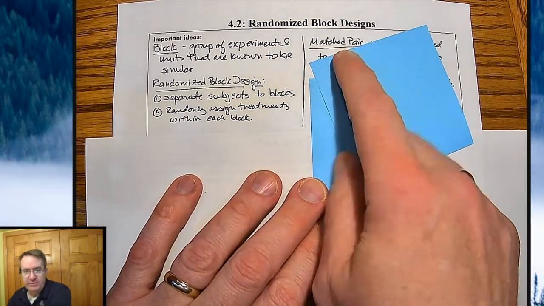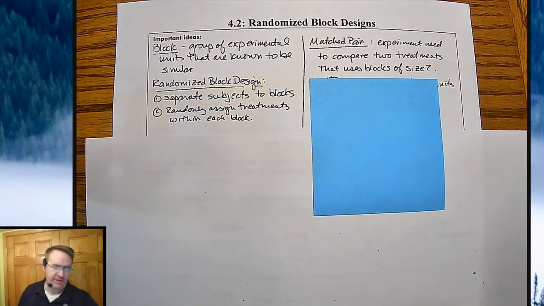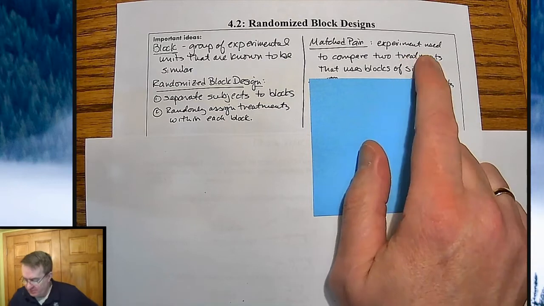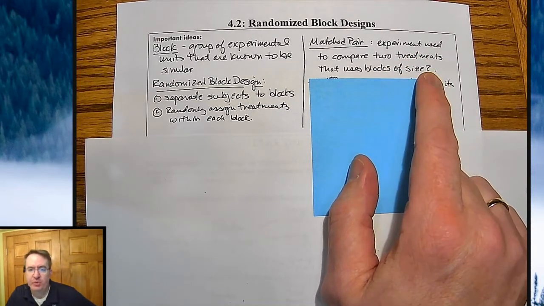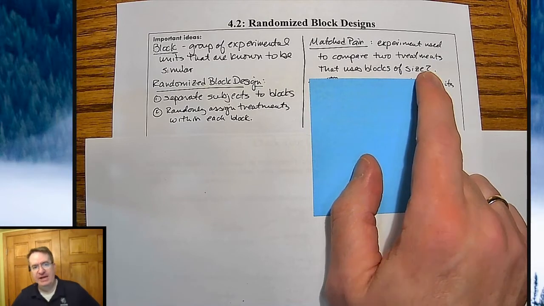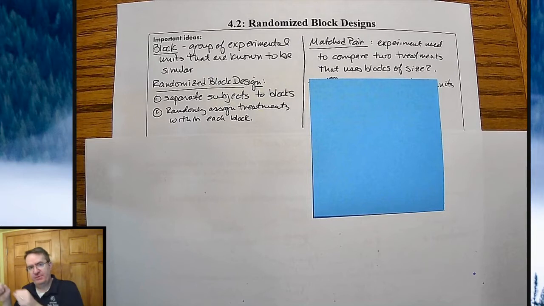Matched pairs. Remember, basically, it's a very specialized block form. The experimenter is used to compare two treatments that uses blocks of size 2. So you're saying we're going to make these little tiny blocks, and we're going to have them all kind of paired off. So like we're going to have a high GPA, like in the previous example, super high GPA, almost super high GPA, etc. And we're just splitting them all off and doing it that way.